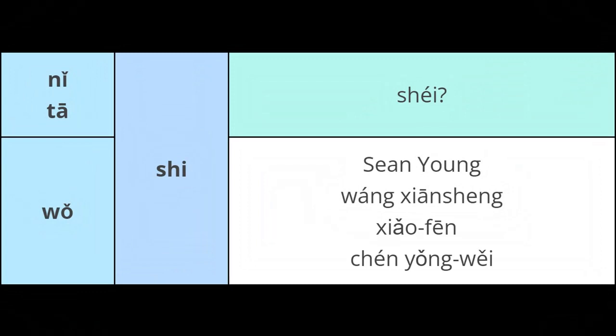So let's go through again, but this time we're going to make them into sentences. Okay? 你是谁? 他是谁? 我是. So, what do you think?